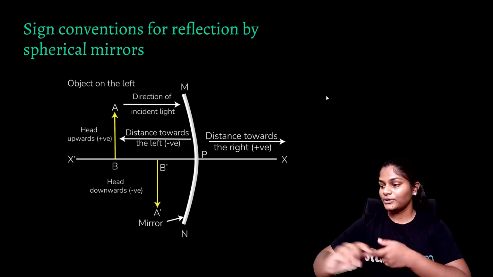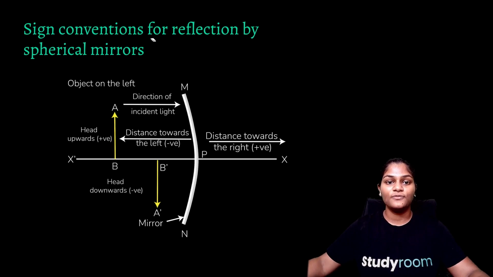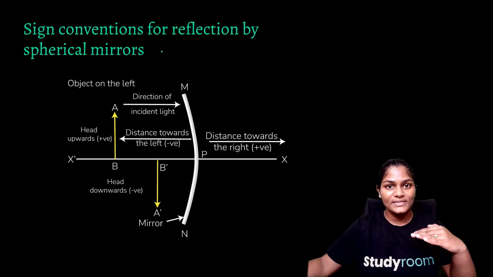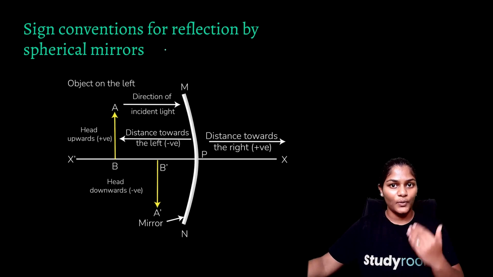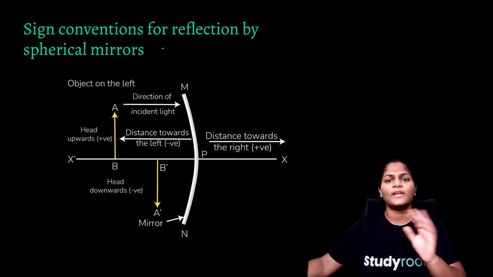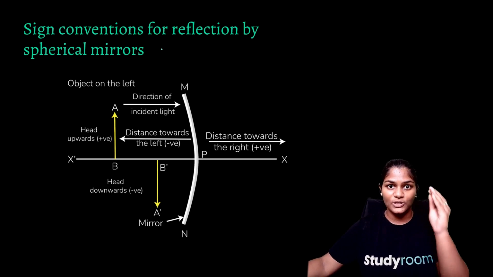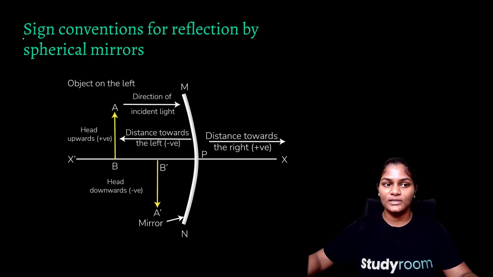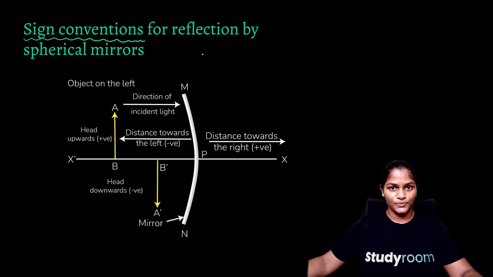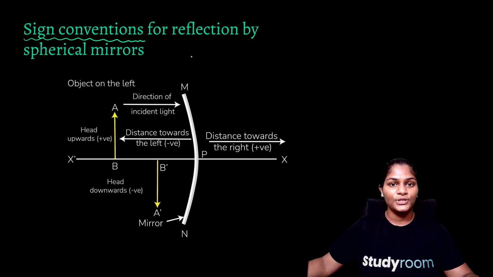So we're going to first see the sign convention for reflection by spherical mirrors. This is the base. This is basically setting up the base for what we are going to study afterwards. This is something very simple that you have to keep in your mind before we do the mirror formulas. We call this the sign convention for using the mirror formulas for spherical mirrors. So what is the sign convention?